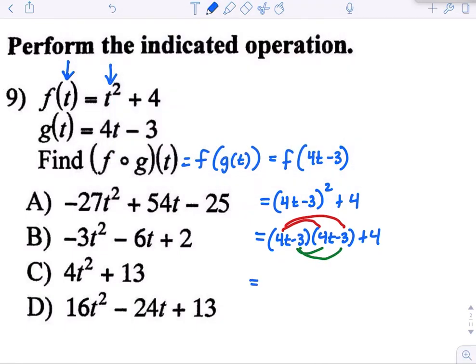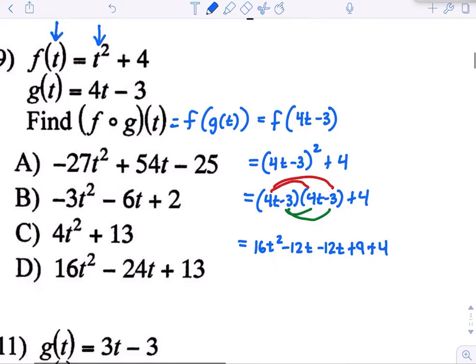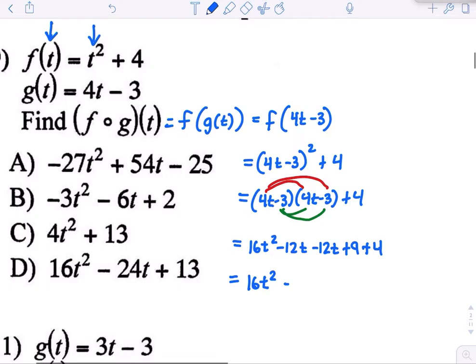So 4t times 4t is 16t to the second. 4t times negative 3 is minus 12t. Negative 3 times 4t is negative 12t. And negative 3 times negative 3 is 9. And do not forget the plus 4. That equals 16t squared minus 24t, since negative 12t twice is negative 24t. And 9 plus 4 is 13. Okay, and that looks to be D.